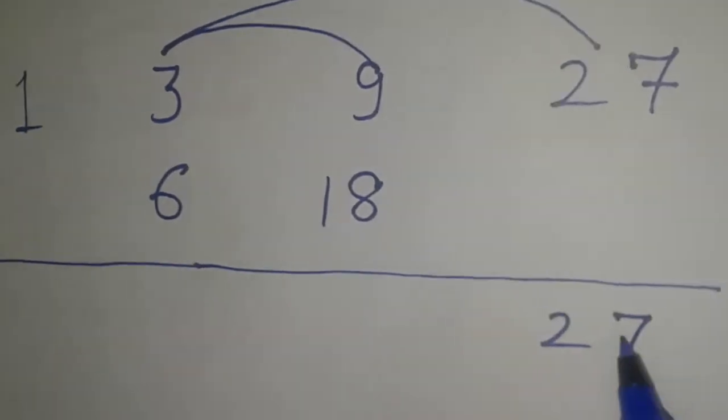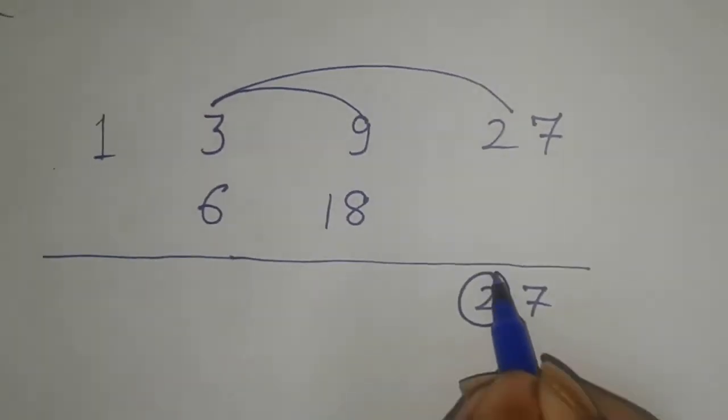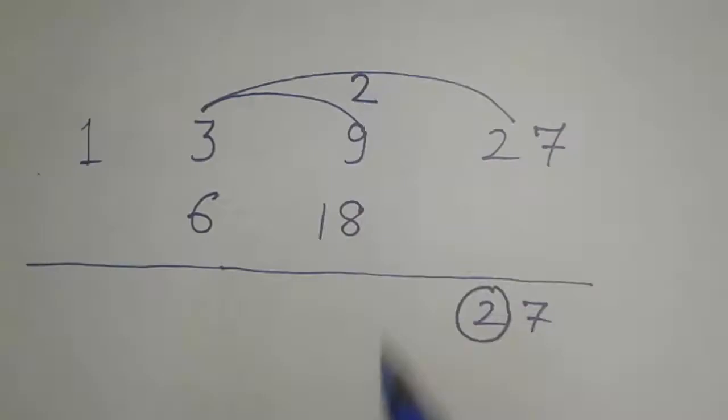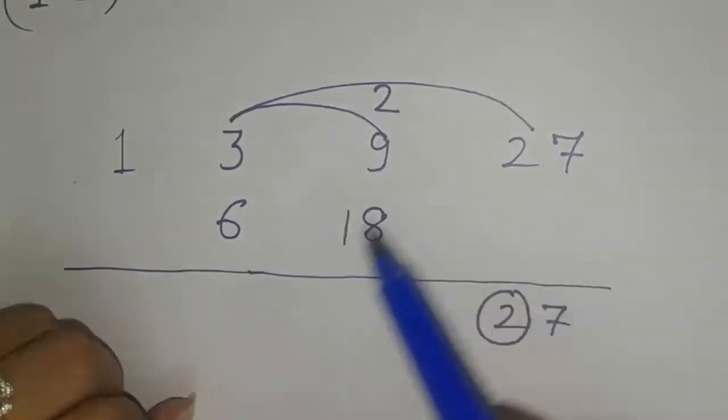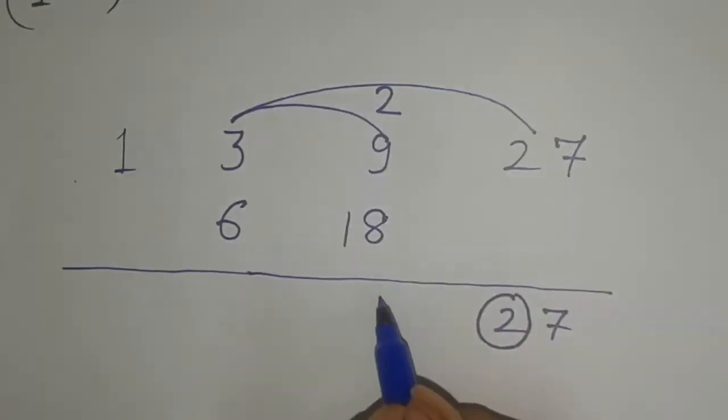Now, very simple. Take this 27 as it is and circle this 2 and take it over here. Now add all these numbers. 9 plus 2, 11. 11 plus 8, 19.